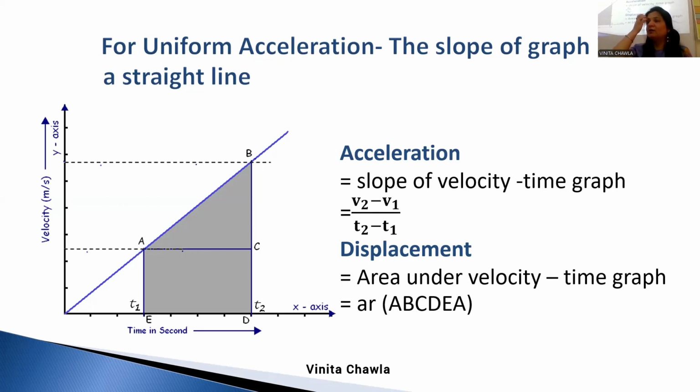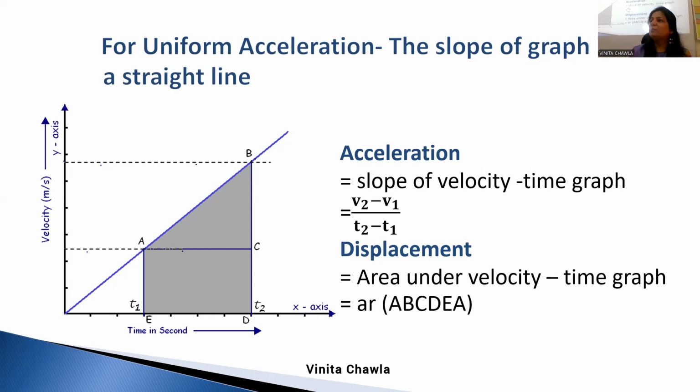ठीक है? तो अगर हम velocity time graph का slope निकालेंगे, तो acceleration आएगा. Area under curve निकालेंगे, तो displacement आएगा. When we divide V and T, we get acceleration. When we multiply these two quantities, we get displacement. जो multiply करके आता है, वो area under curve से आता है. जो divide करके आता है, वो slope से आता है.